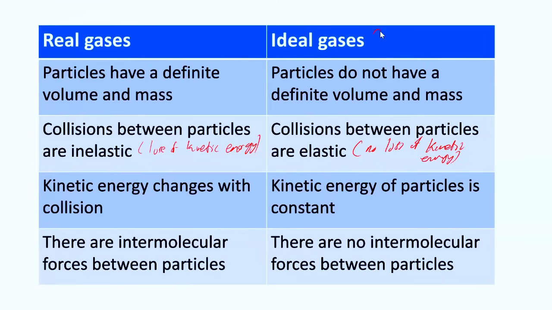Then an ideal gas, you have to remember that an ideal gas is just a theoretical gas, right? So this is not a gas that actually exists in real life. This is a gas that we just use to compare, or rather to give an idea of how a gas should actually look like, how a perfect gas should actually look like. But remember, there is no such thing as a perfect gas. We have real gases that can have a definite volume and mass, and that have intermolecular forces and changes in kinetic energies, and whereby the collisions of the particles are inelastic, right? So, yep.